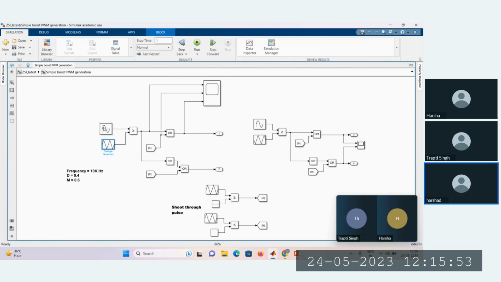First, when a sine wave is compared to a triangular wave, a set of pulses is generated. Later, I am comparing a triangular wave with a DC signal and producing another set of pulses. I am making an OR operation between the first set of pulses and the second set of pulses to generate a pulse for switching operations of switch S1.